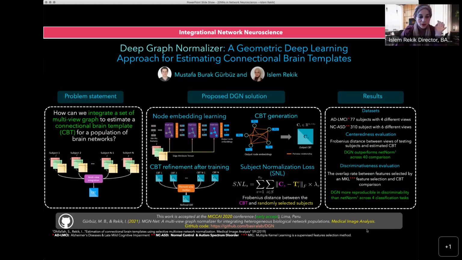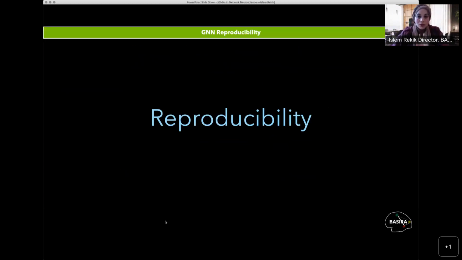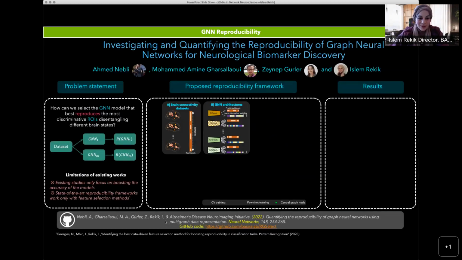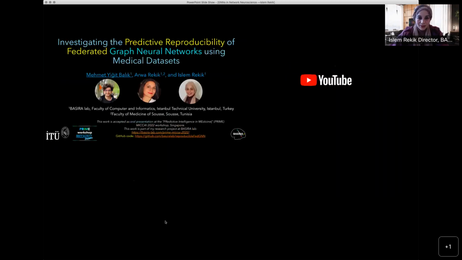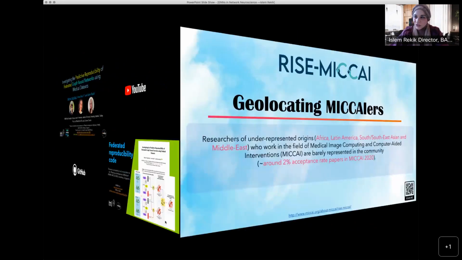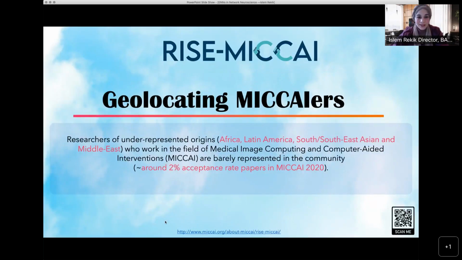It's long, so we also extended this into MGNet, the multi-graph normalizer network, that enables you to normalize all these networks and integrate them into a single template. So I'm going to skip reproducibility. It's a very interesting topic, but not very much explored, I guess, in the literature, so I'm going to skip that and talk in the last 2 minutes about the RISE network.